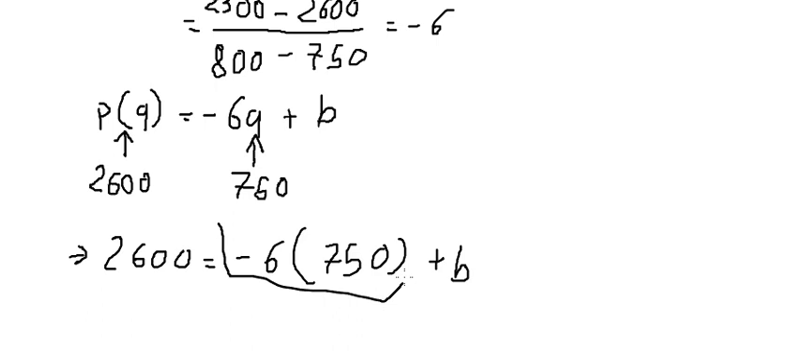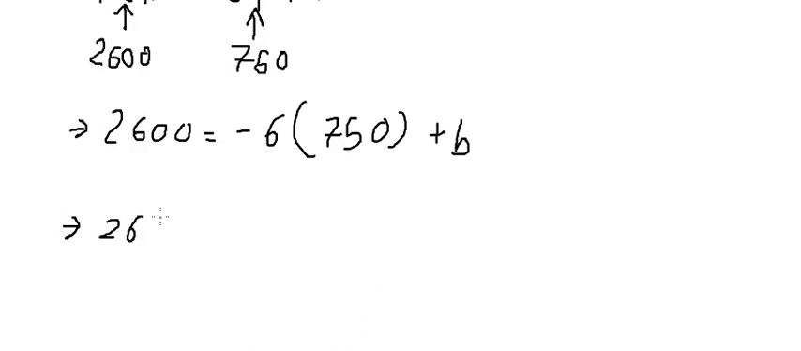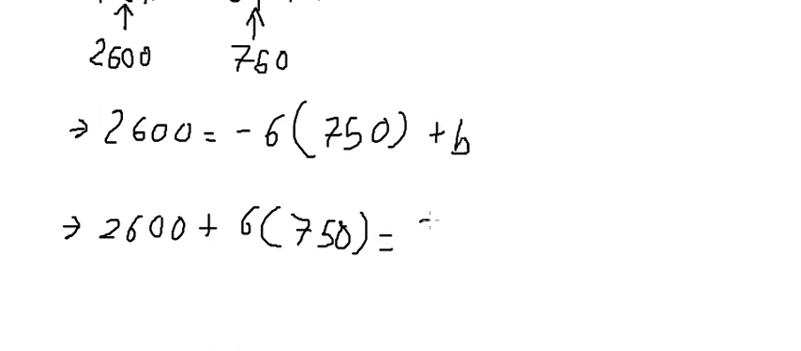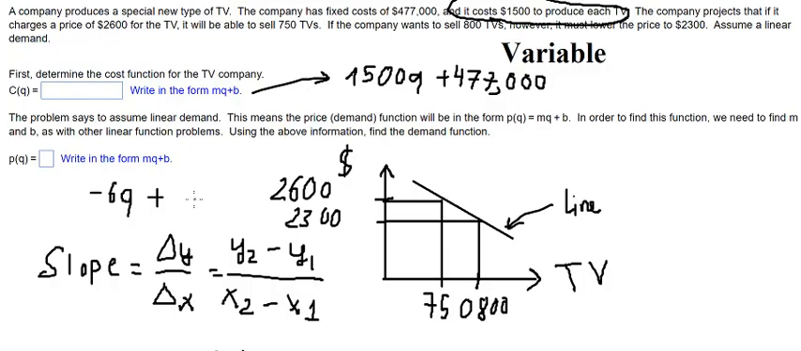Now I will move this number to the left. So we have 2600 plus 6 multiplied by 750, and this equals 7100, and this equals b. And now we put 7100 back in here. And here is the final answer we need to find in here. This is the end.